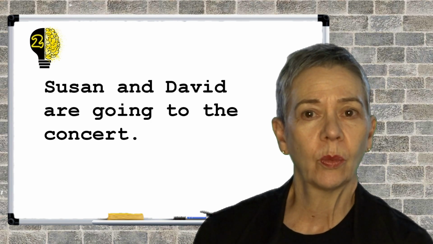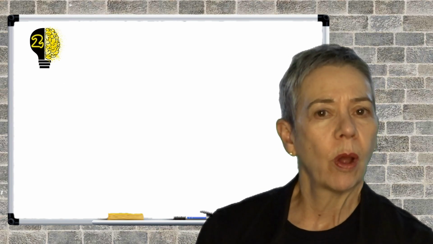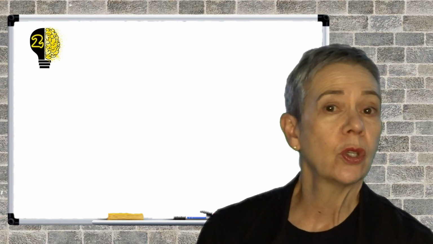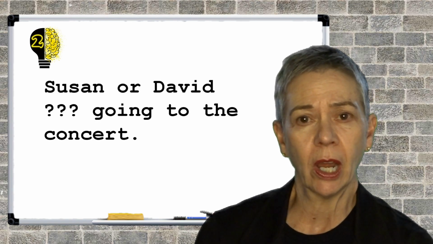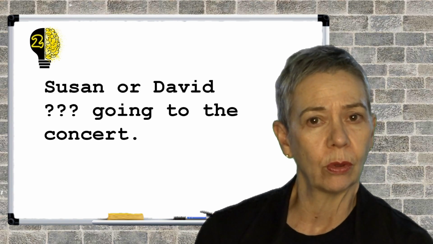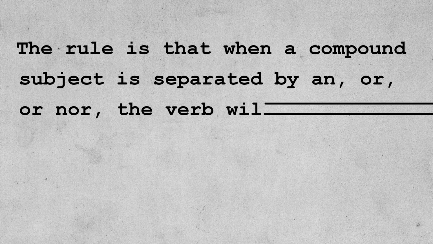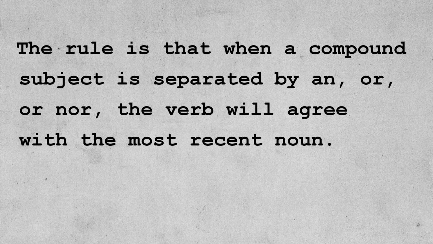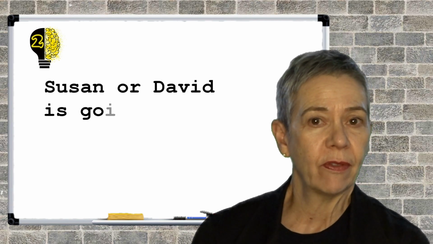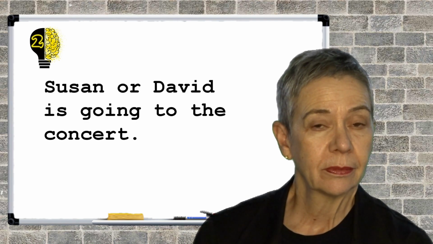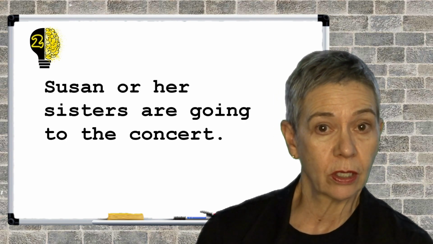It becomes a little bit more difficult when the joining word is not and. So what if you don't know which one of them is going to the concert, and you say Susan or David? Do you say Susan or David is going to the concert, or Susan or David are going to the concert? Well, here's the rule. When a compound subject is separated by or or nor, the verb will agree with the most recent noun. So in this case, it should be Susan or David is going to the concert. Or it could be Susan or her sisters are going to the concert.